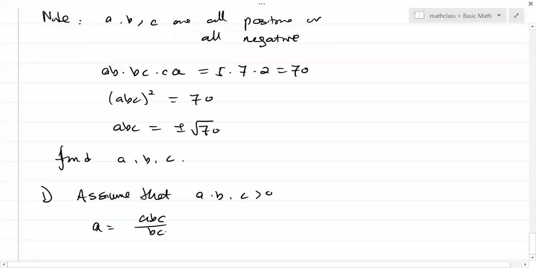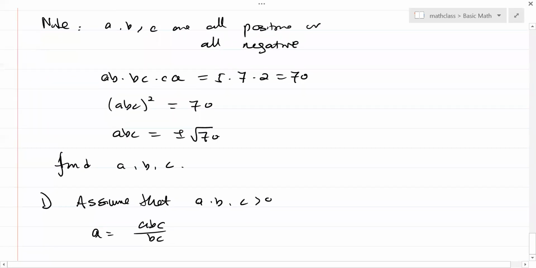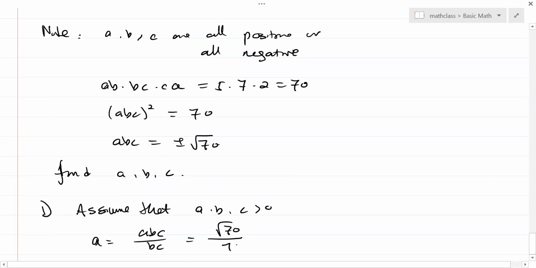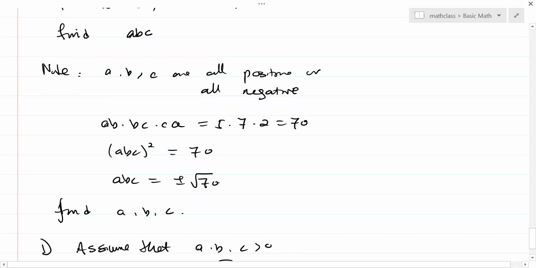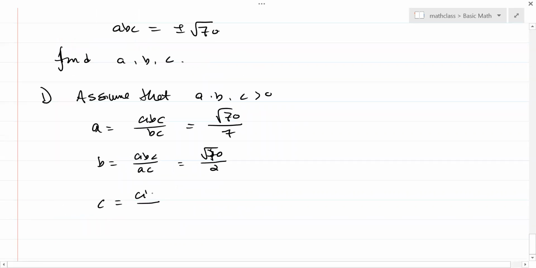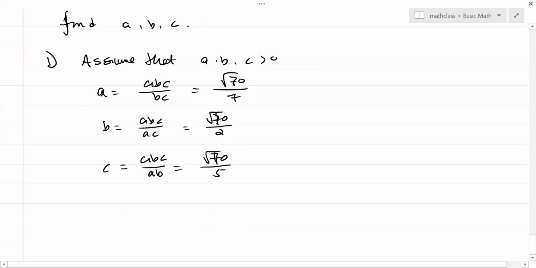So A is going to be ABC divided by BC. See, that's a trick, right? So it's going to be the square root of 70 divided by BC. What is BC? 7. And B is going to be ABC divided by AC, the square root of 70 divided by 2, since AC is 2. Then the last one is 5. For C, I need AB, so the square root of 70 over 5. So we got three numbers. Now, if they're all negative, then just put a negative sign there.